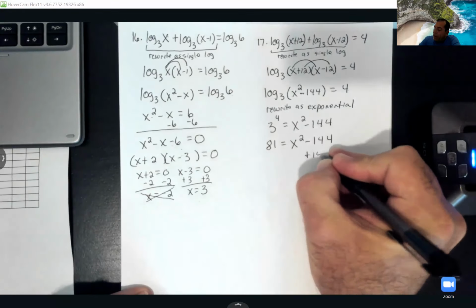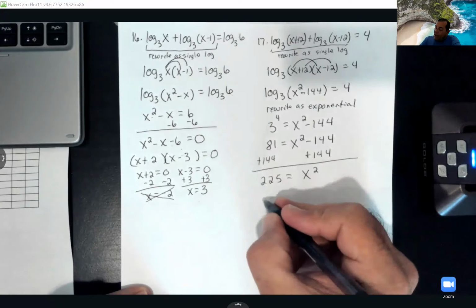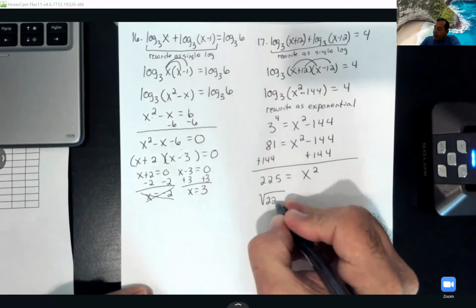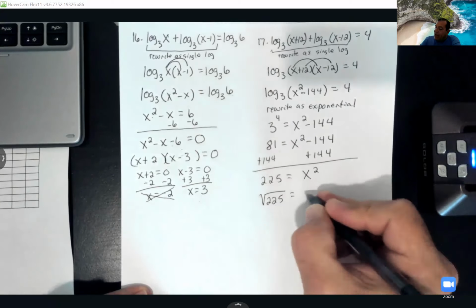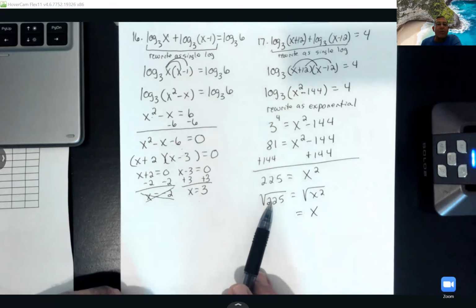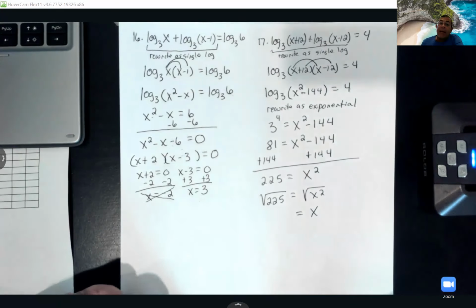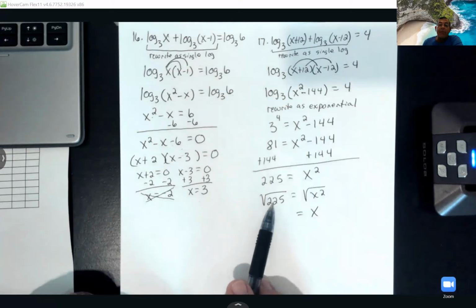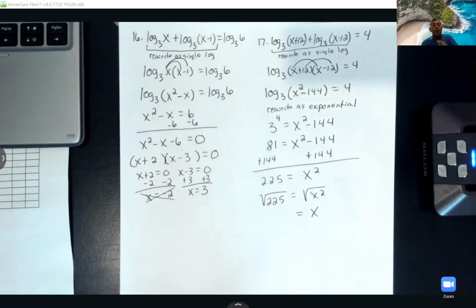So 81 and 144 give me 225 equal to my x squared. So y'all figure out what is the square root of that 225. And guess what? I don't even care about a negative answer on this one because I can't keep the negative answer anyway. So just give me what the positive square root of 225 is, and we'll be done.